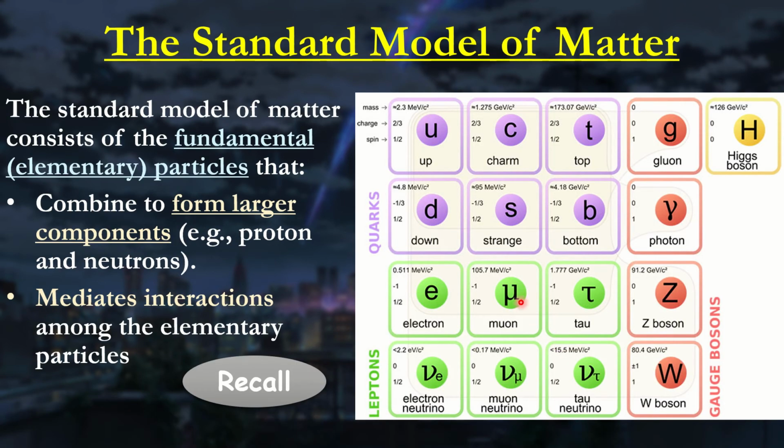Let's just get ourselves started by recalling what the standard model of matter was. Remember, we could break the model into two parts. We could have our fermions, so the matter creating particles. And then we had our bosons, which are the force carriers, so the things that allow for interaction with the force fields.